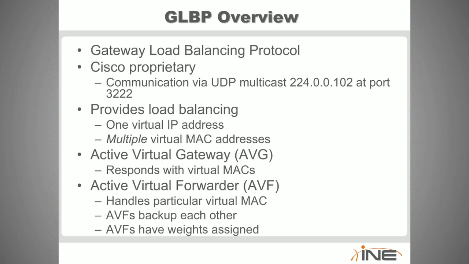Now, the active virtual forwarders will back each other up, meaning they run the same type of keepalive logic as HSRP and VRRP do. If one of them goes down, one of the virtual forwarders can take over multiple virtual MAC addresses at the same time. But what you would see with this protocol is that in the ARP cache of the hosts on the segment, they will not all agree on what the MAC address of the default gateway is. So different hosts will have different MAC addresses corresponding to the same IP. And it's going to allow us to do load balancing.